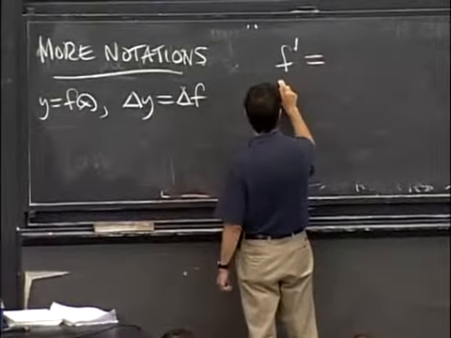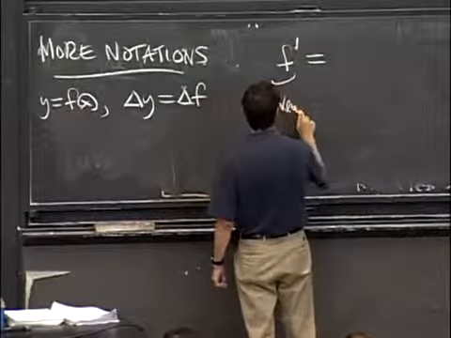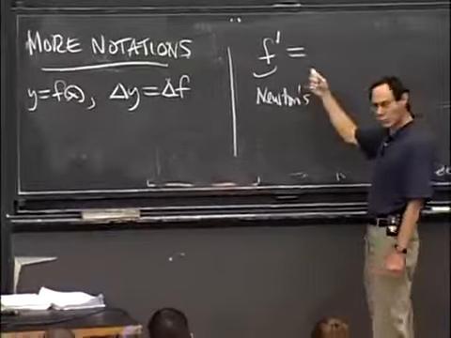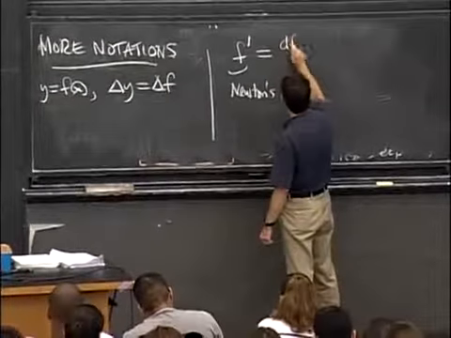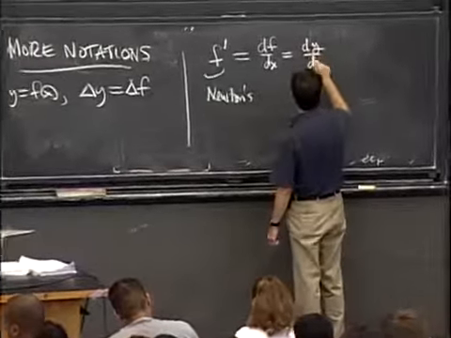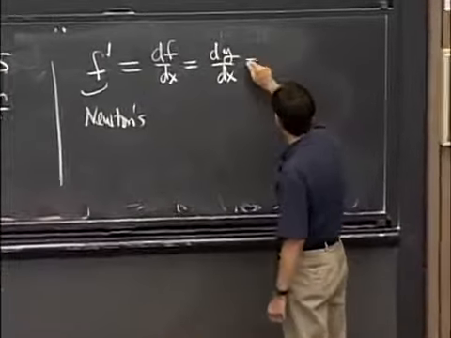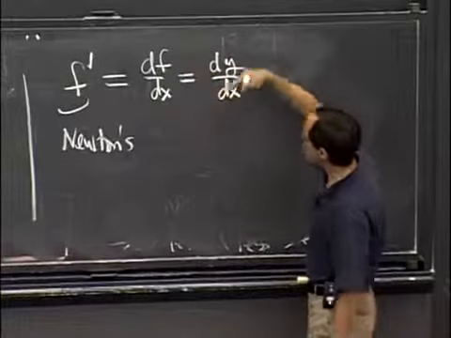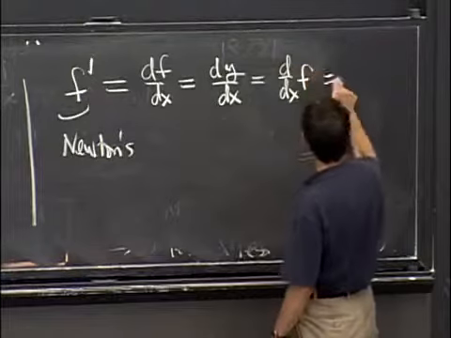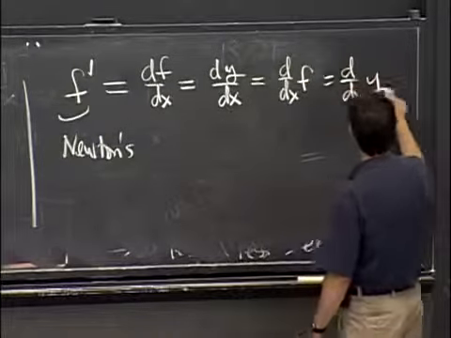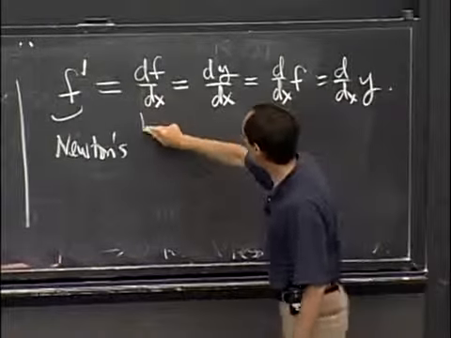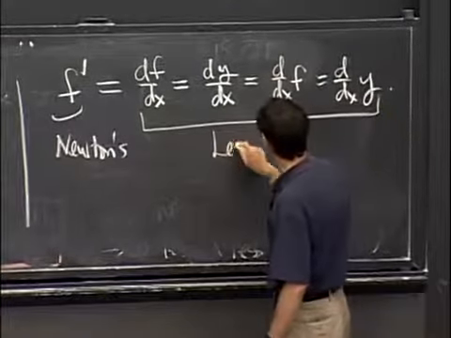So this is Newton's notation for the derivative. Okay? But there are other notations, and one of them is df dx, and another one is dy dx, meaning exactly the same thing. And sometimes we let the function slip down below, so that becomes d by dx of f, or d by dx of y. So these are all notations that are used for the derivative, and these were initiated by Leibniz.